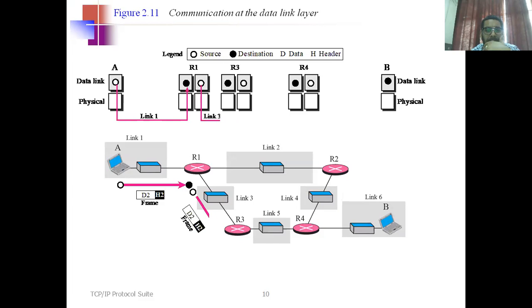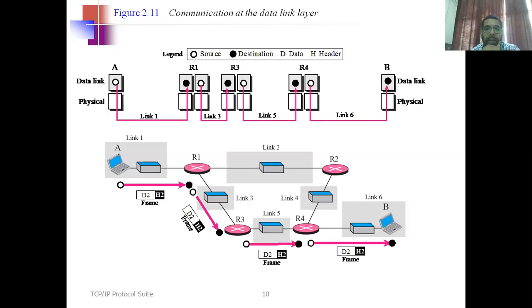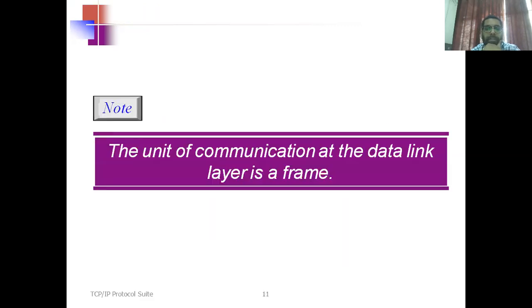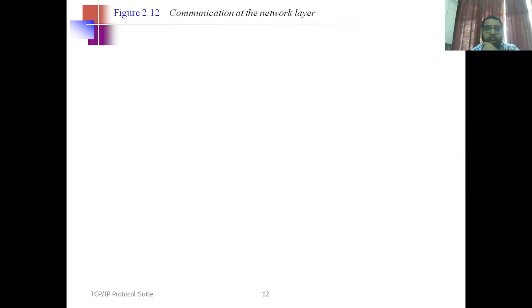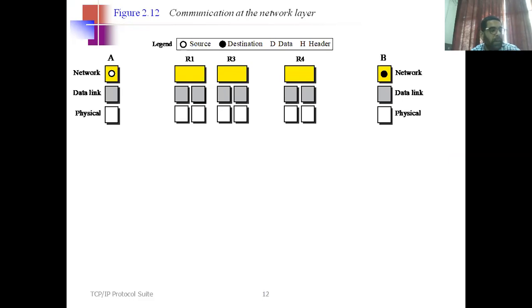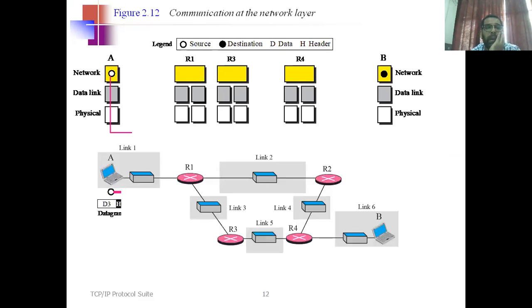At the data link layer, you can see again it is node by node, and the information is traveling not in the form of bits. Now what we have done is we have made the frames. So frame by frame we are transferring the data. The unit of communication at the data link layer is a frame. If I talk about the network layer, what does it talk about?